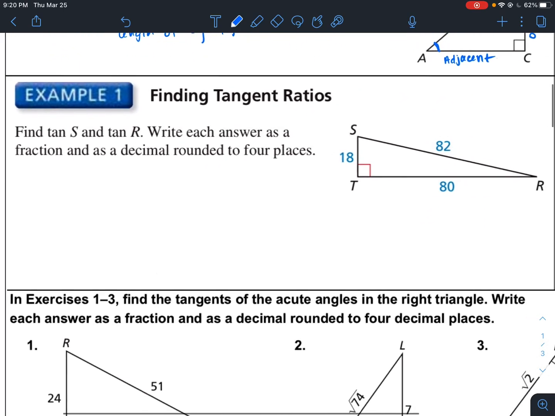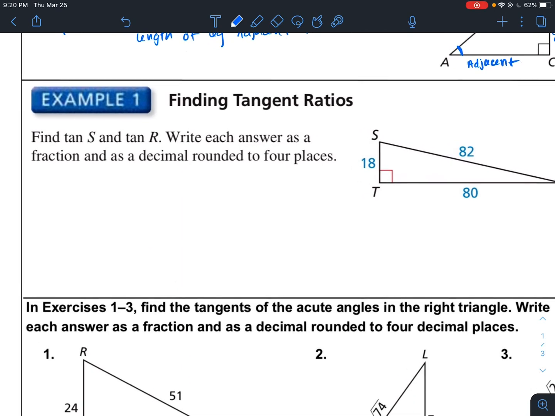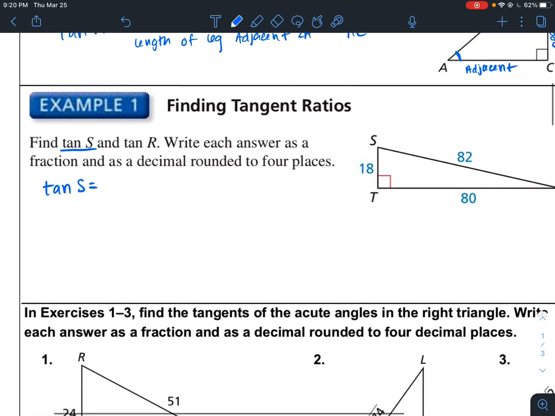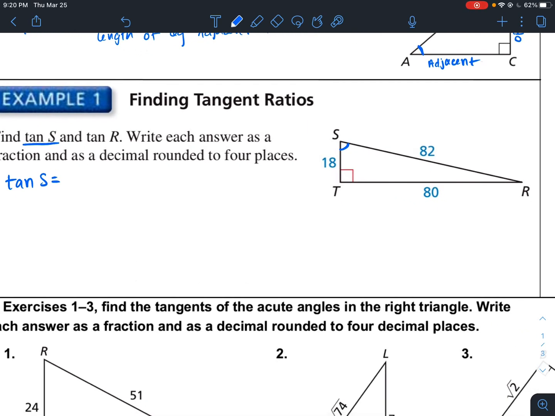So in this example right here, we have this right triangle with given side lengths. We want to find the tangent of both angle S and angle R, and write each answer as a fraction and as a decimal. So, right here, let's first start with tangent of S. So let's look at S. This is angle S. We have to identify the side opposite to angle S. The side opposite to angle S would be 80. This is opposite.